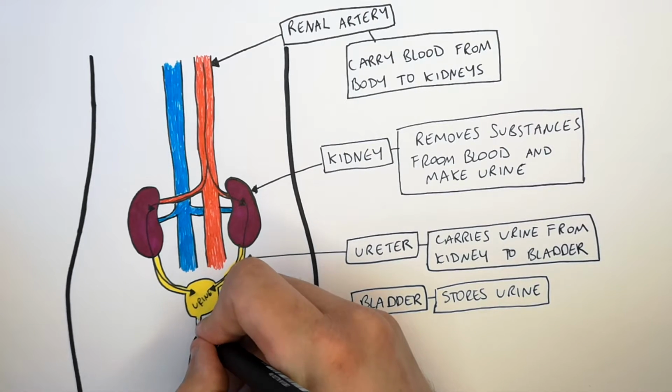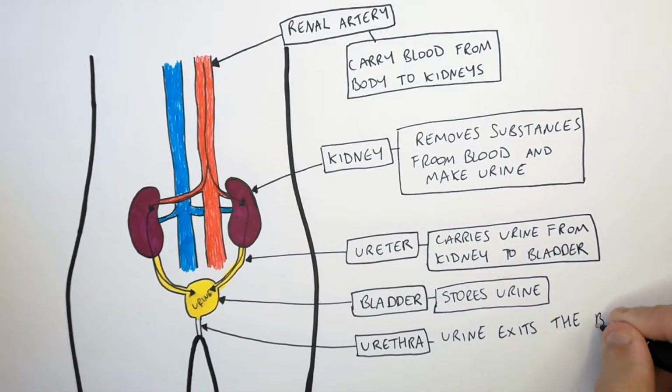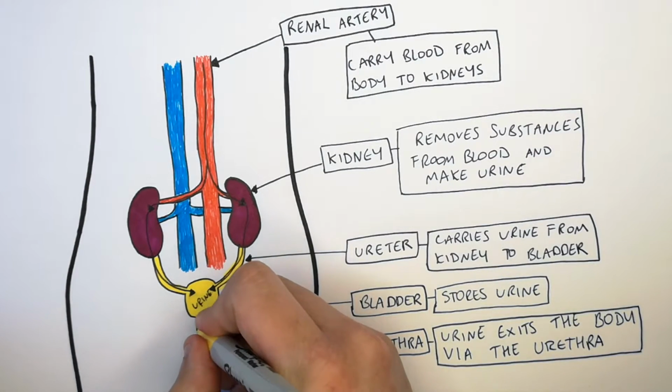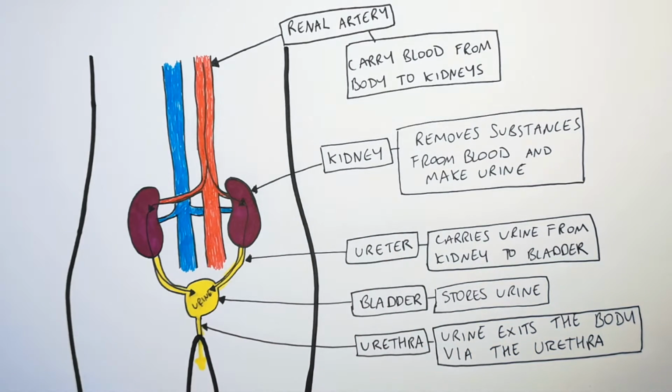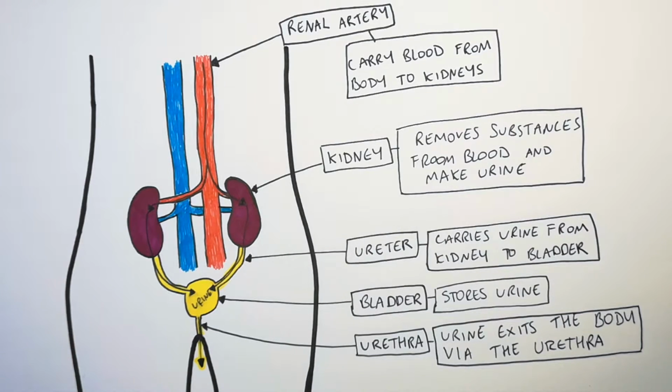This tube here is the urethra. The urethra is what transports the urine out of the body from the bladder. So the urethra is where urine exits the body via the urethra.